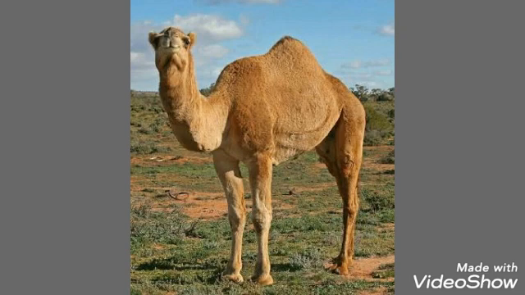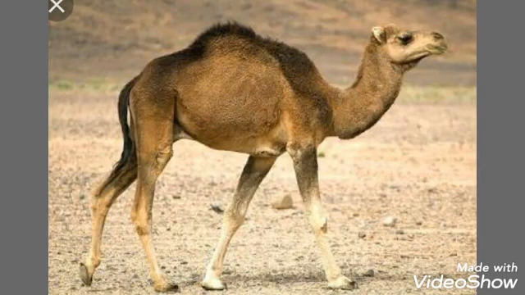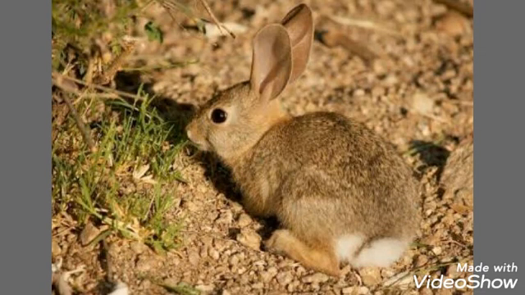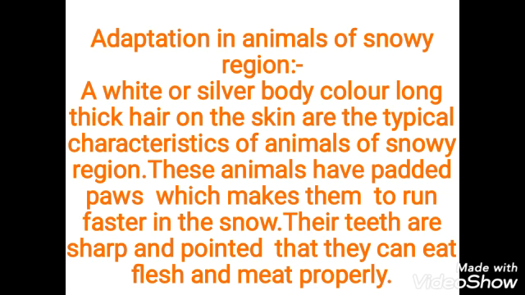The camel has a hump on its back to store a large amount of water during the scarcity of water. It is also known as the ship of the desert. Squirrels are also seen in the desert region. Rabbits are also present.